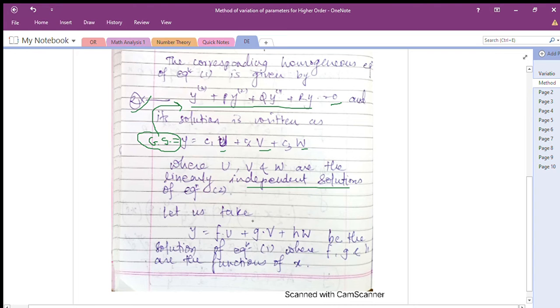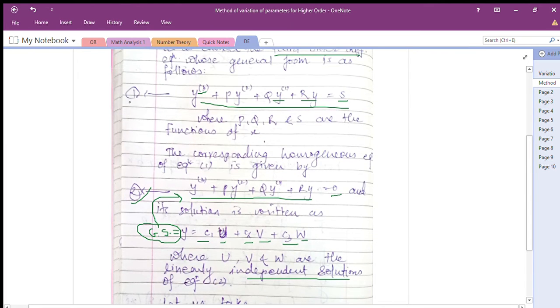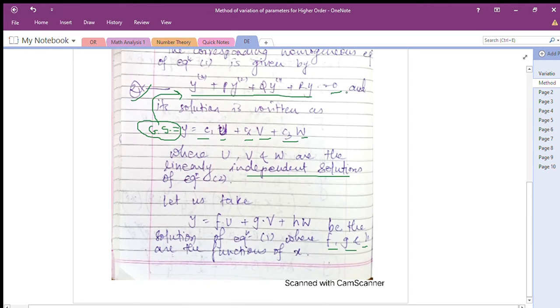Now let us take that c1, c2 and c3 will be replaced by the functions f, g and h, because we need to find the solution of equation number 1, where the right hand side is s, which is also a function of x and is non-zero. So in place of c1, c2 and c3, which are arbitrary constants, I have taken the functions f, g and h.